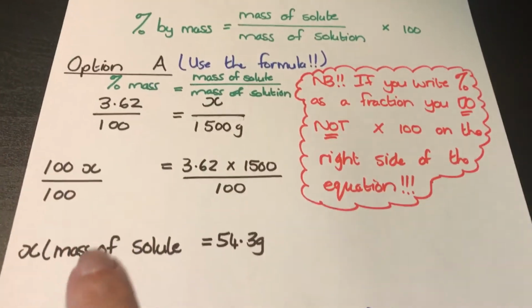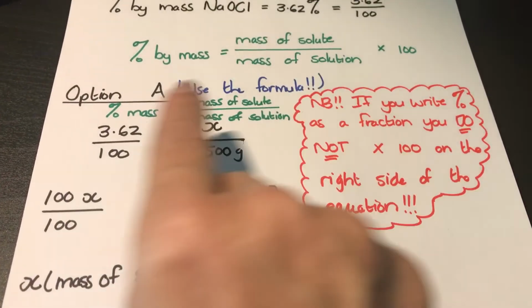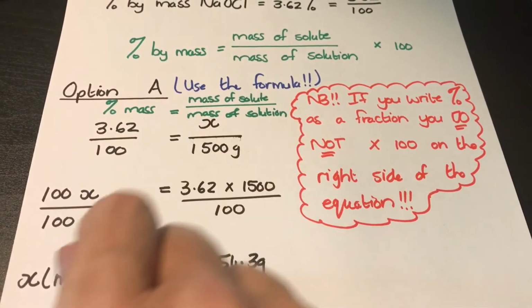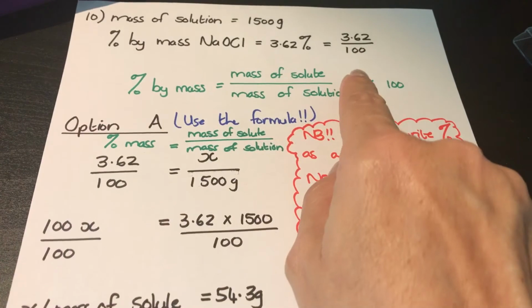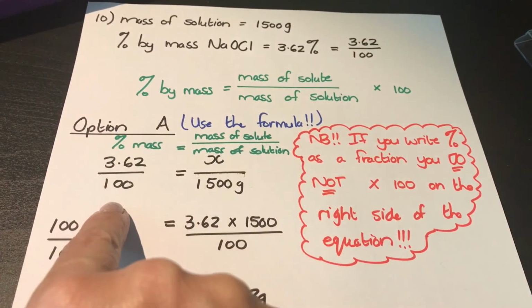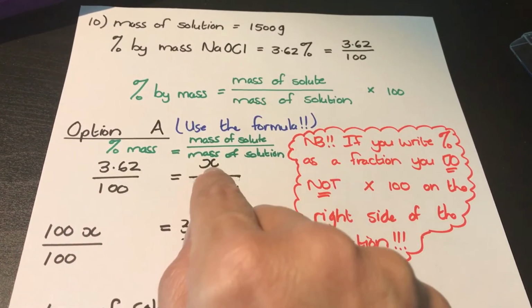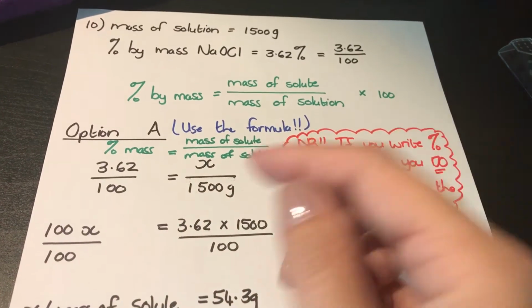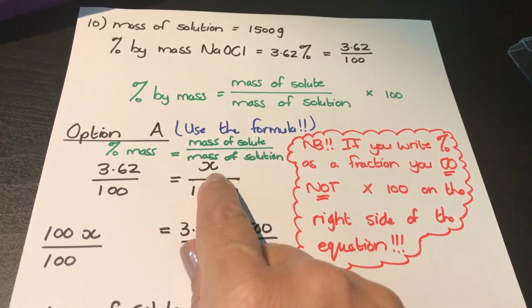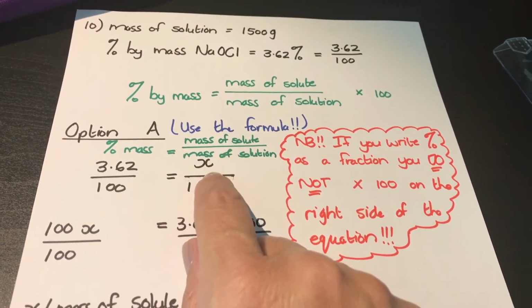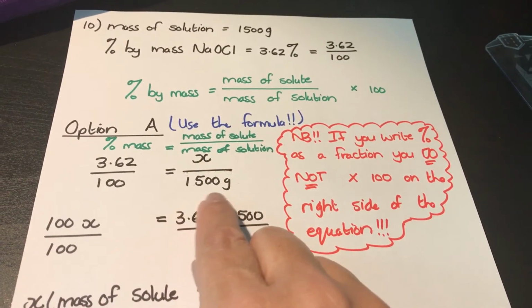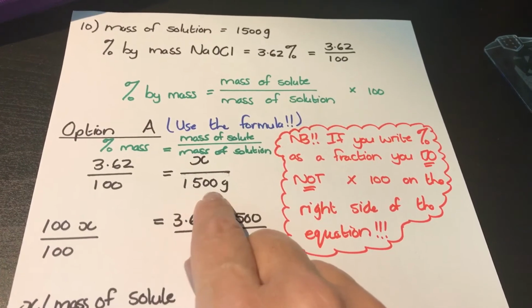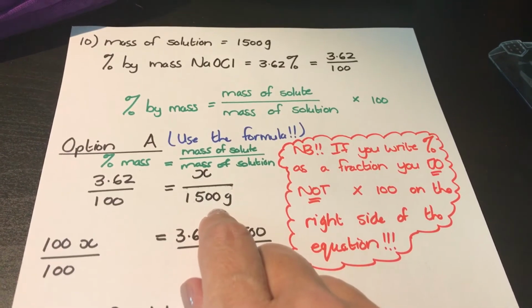Now there are two ways I can do this calculation. The one way is using the formula. You use the formula, so percentage by mass is 3.62 over 100. The mass of the solute is x because I don't know what it is. That's what I have to calculate. They want to know how much sodium hypochlorite is in the solution of bleach. And for the mass of the solution, they tell you the bleach solution is 1,500 grams.